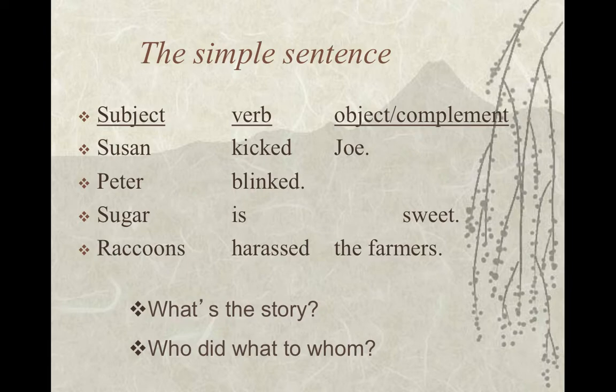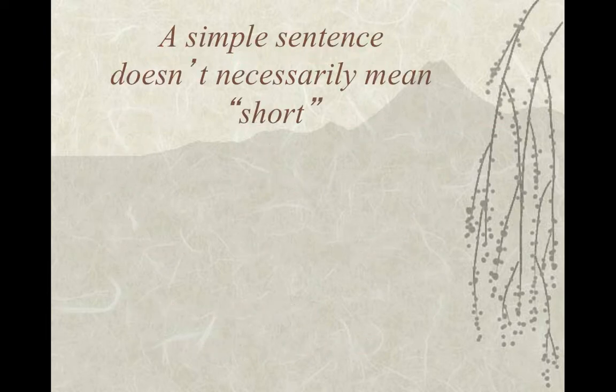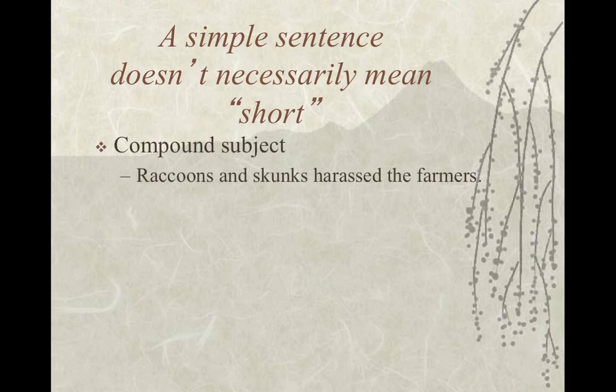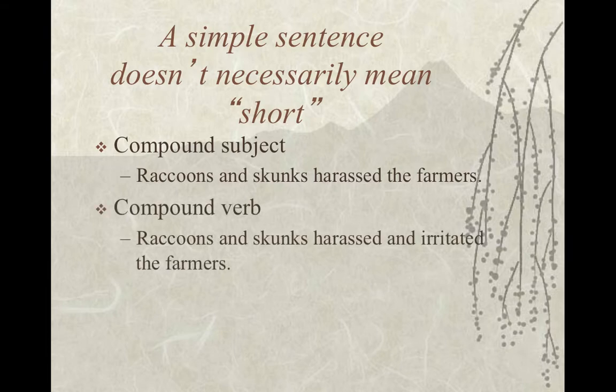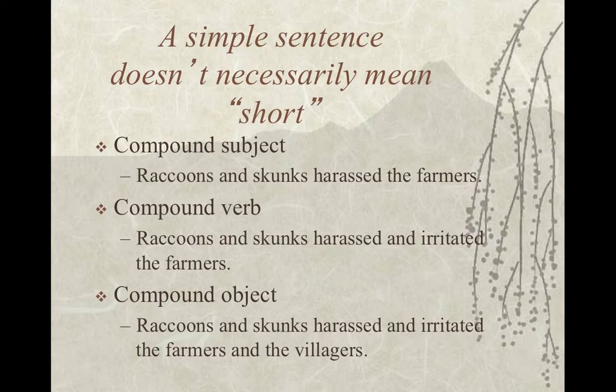Just as if the road goes straight for a long, long time, we don't say, it's been a while since we put up a curve sign, shouldn't we put one in? So as we make the sentence longer, but not more complex in structure, we still don't use commas. We could have more than one person or thing doing the action: raccoons and skunks. They could do more than one thing: harassed and irritated. They could do it to more than one person: farmers and the villagers. But this is still a simple sentence. It's still who did what to whom. Raccoons and skunks harassed and irritated the farmers and the villagers.